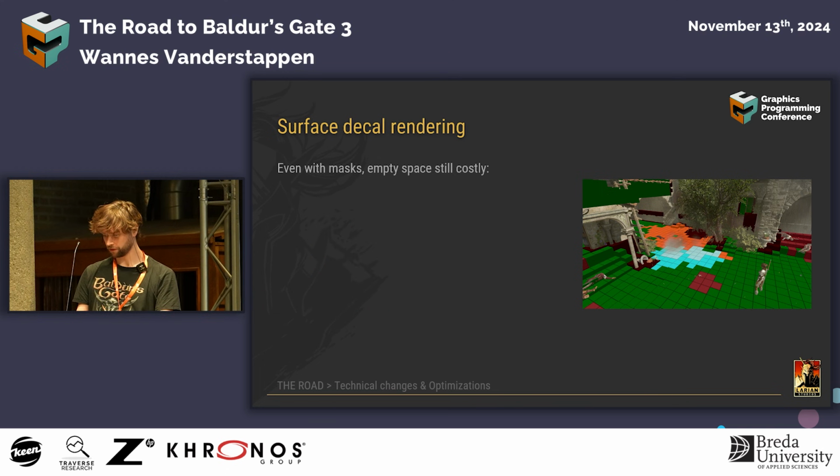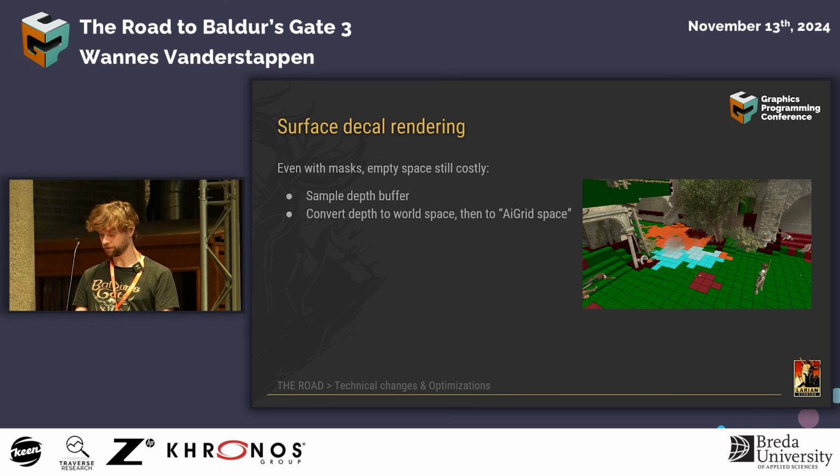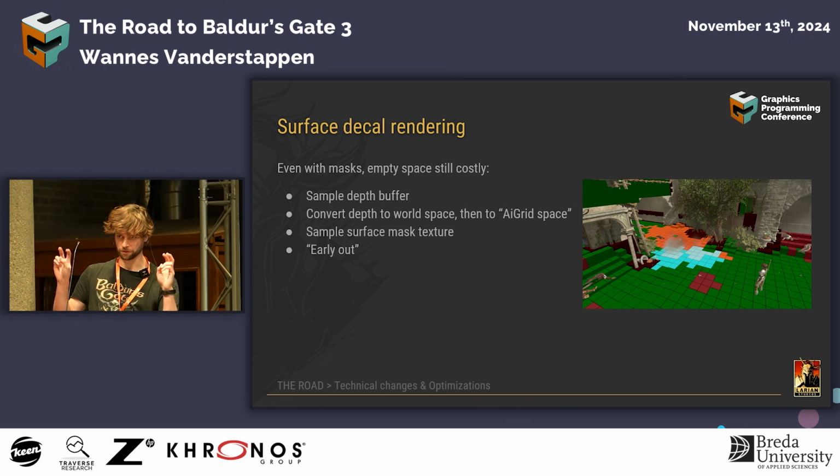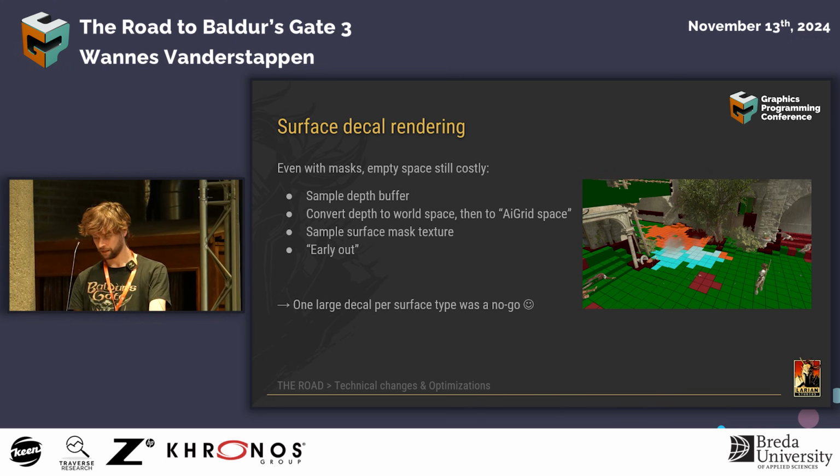Even with the masks, the empty space turned out to be quite costly. Because for deferred decals, you need to sample the depth buffer, convert the depth to world space, then to AI grid space, to then sample the surface mask texture, to then see that there is no surface and then early out. That's not really a good early out if you need to do two texture samples for all the empty areas. So one large decal per surface type was definitely a no-go, no large decal over the entire terrain.